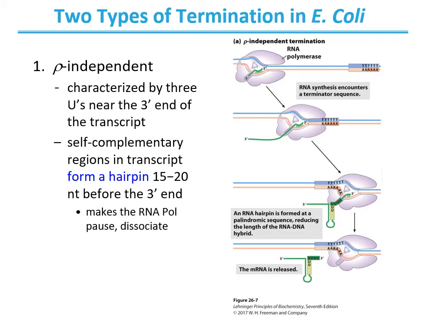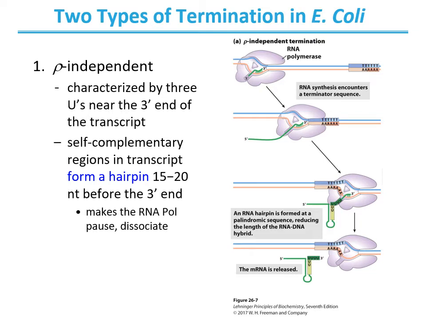In Rho-independent terminations, the RNA polymerase encounters a terminator sequence composed of adenines in the template strand. The RNA synthesized has a polyuridine at the end. An AU hybrid region at the 3' end of the new transcript is relatively unstable, and the RNA dissociates from the complex completely. This leads to termination.